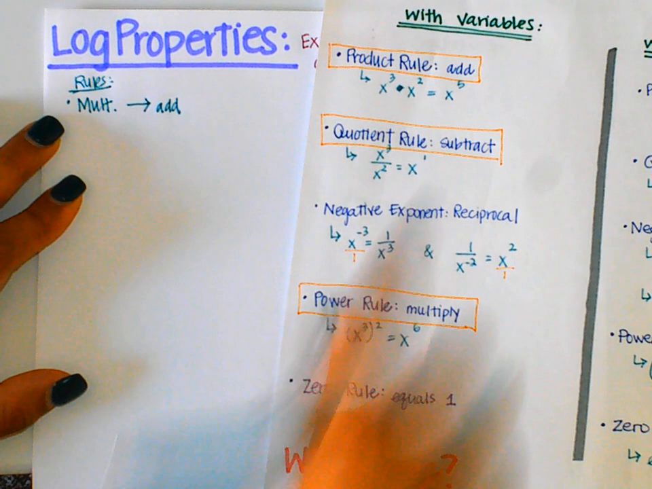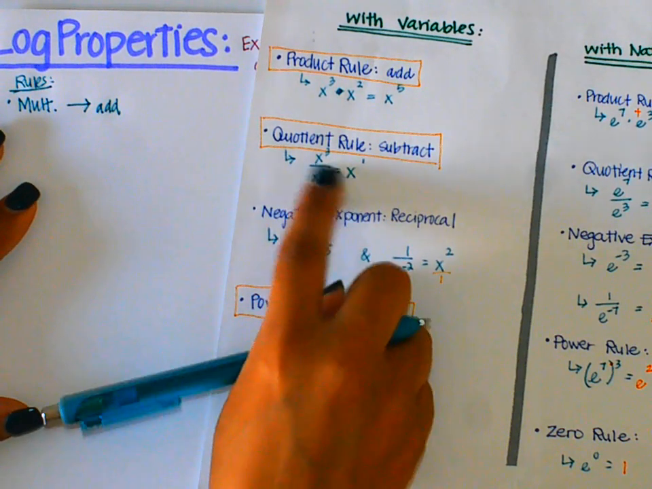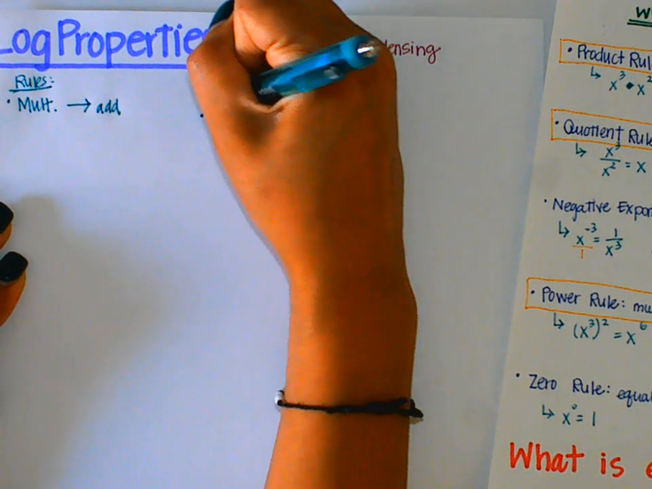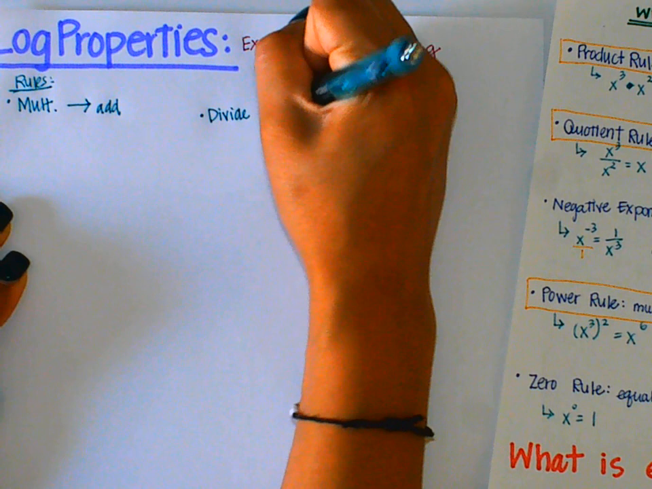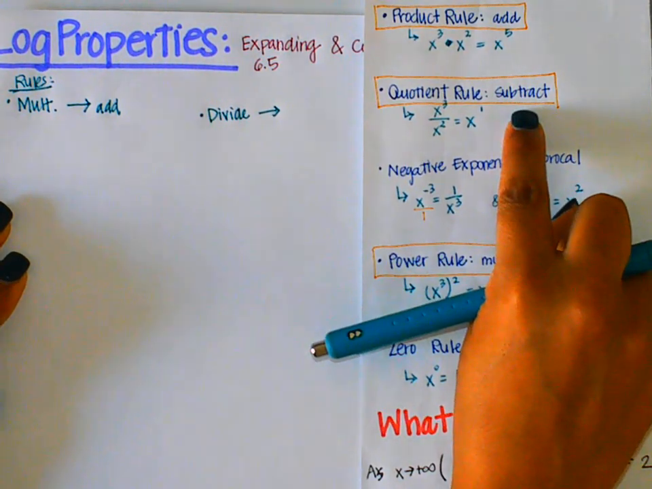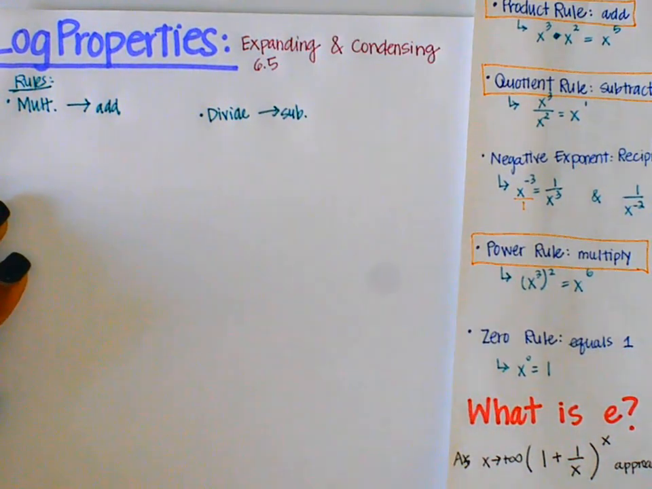All right, the other one we talked about was the quotient rule. So the quotient is when we're talking about a division problem. So right here, I am going to say divide. And when we do that, we're talking about subtracting. So we're going to subtract, and I'm just going to abbreviate that because I still want room for one more.